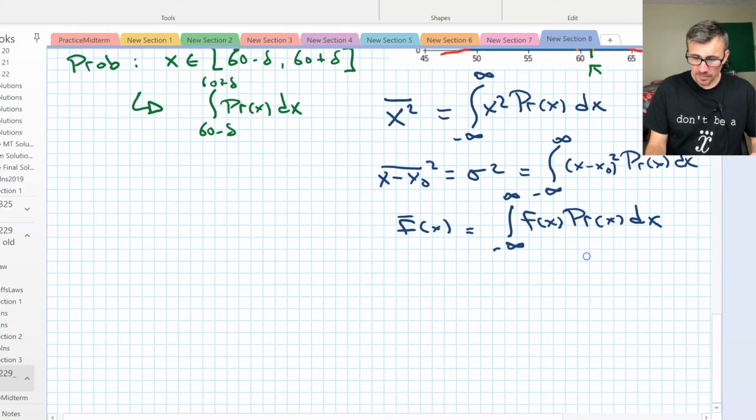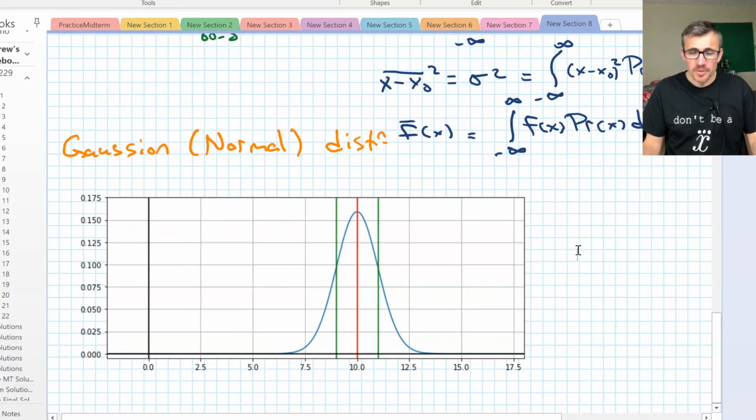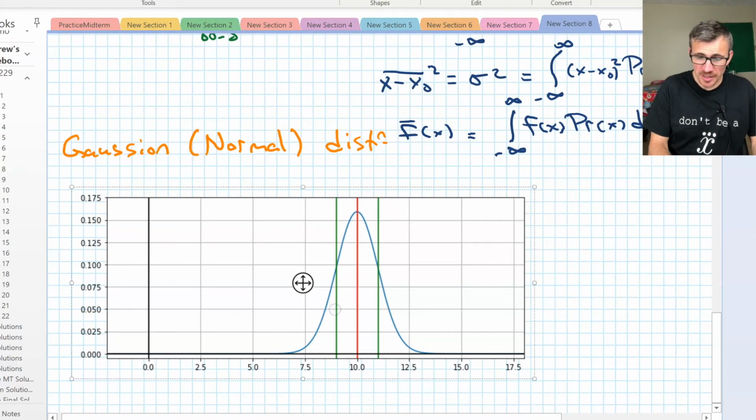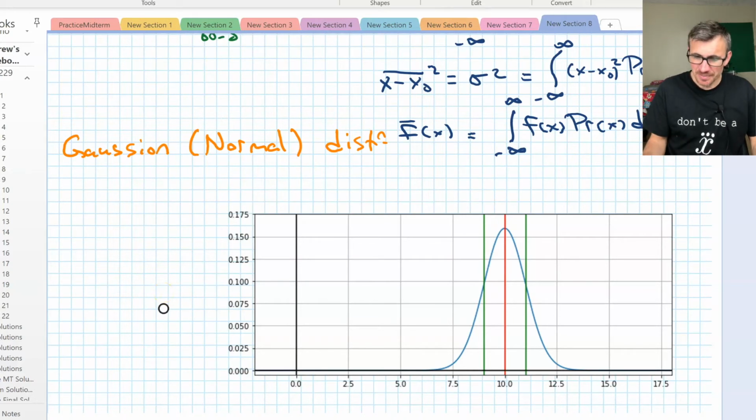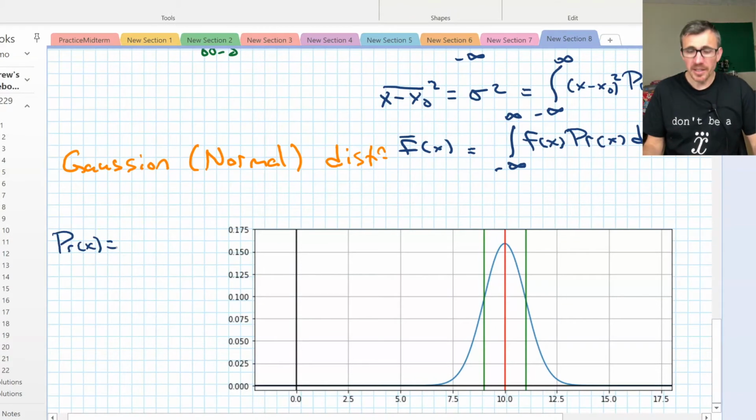Okay. The next thing we want to talk about today is a particular probability distribution. The most important one, and we'll talk about why it's the most important one soon, called the normal distribution or the Gaussian distribution. So this is a plot of what the normal distribution looks like. It's the classic bell-shaped curve that you see all over the place. Okay? So let's write down the functional form of this. It's a probability density function.